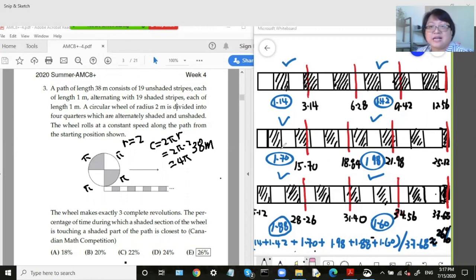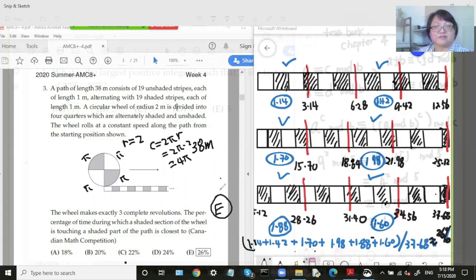And also for the second revolution, we do the same way. Okay, so we got these 6 numbers. We add them together. So here is 1.14. Okay, so we divide by 3 complete revolutions. The distance is 37.68. So we calculated it's close to 26%. So the answer is E then, 26%.